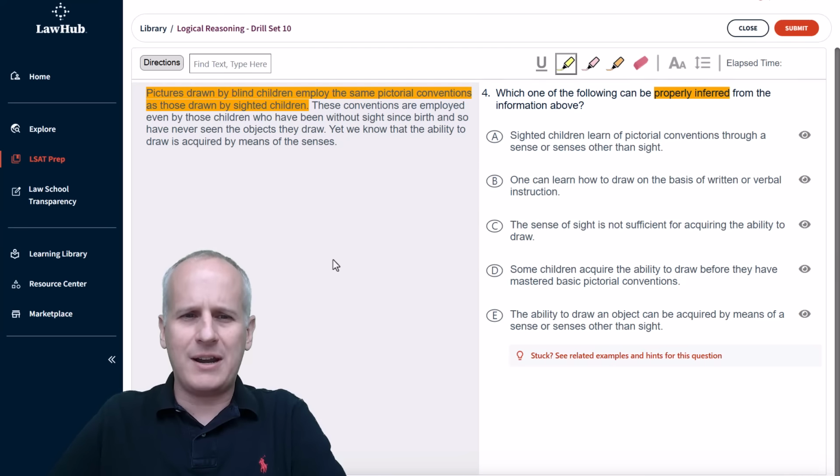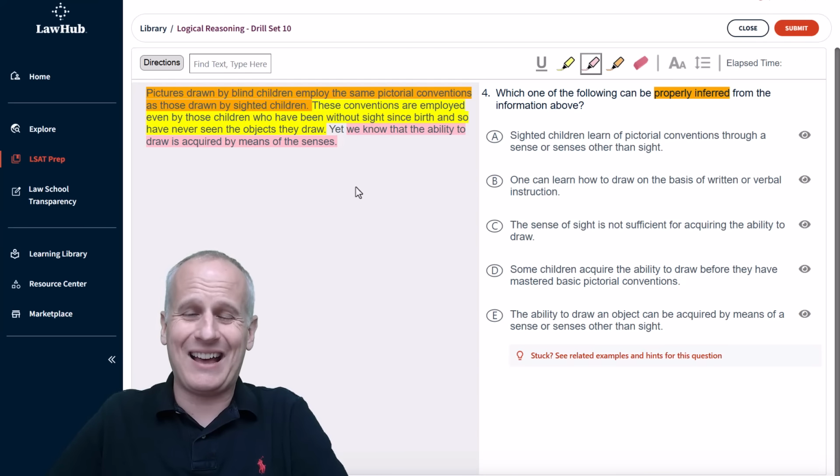These conventions are employed even by those children who have been without sight since birth and so have never seen the objects they draw. Okay, so this is just another statement about how children draw whether they have sight or no sight with the same pictorial conventions. So we'll switch our highlight color to the pink. Yet we know that the ability to draw is acquired by means of the senses.